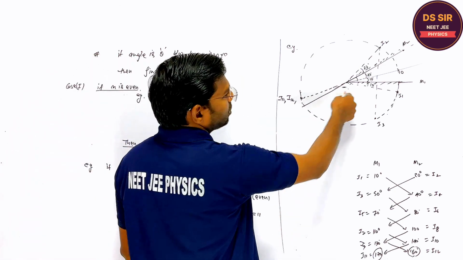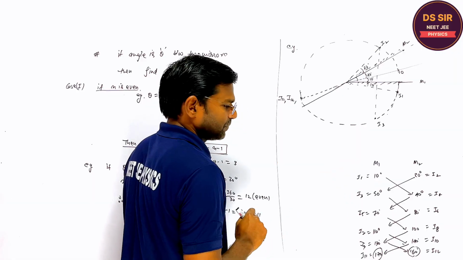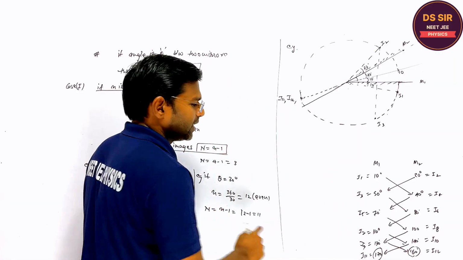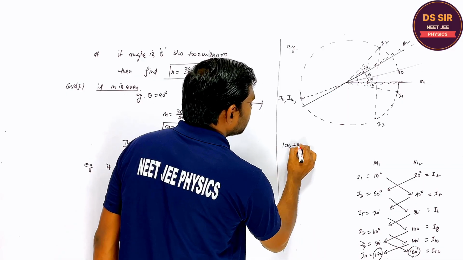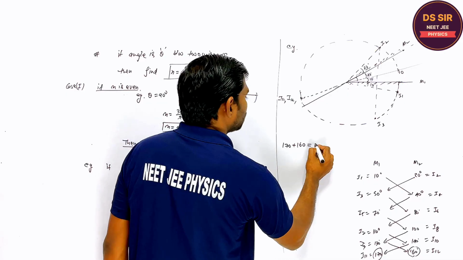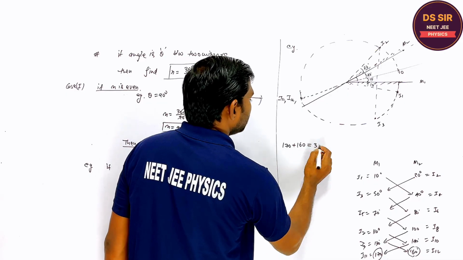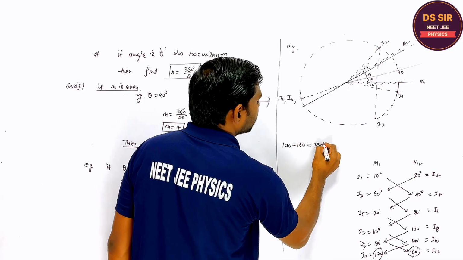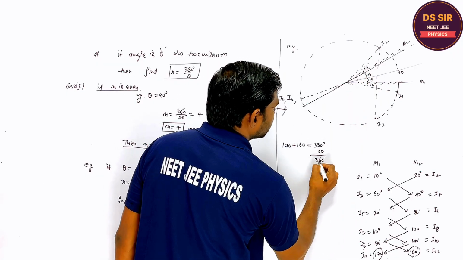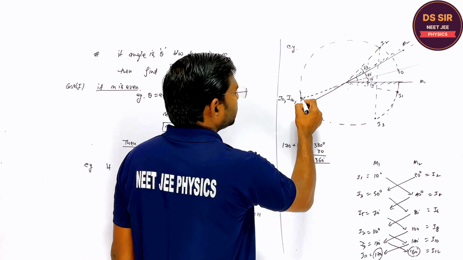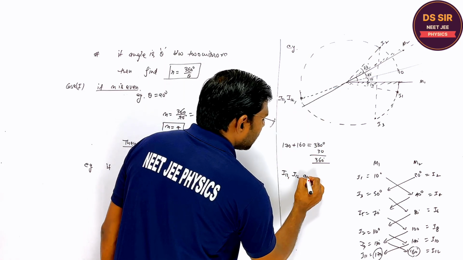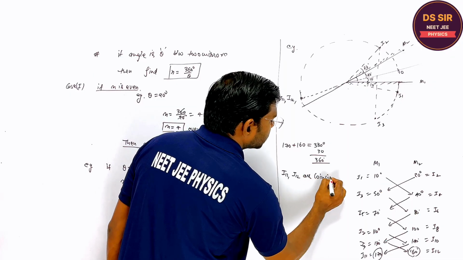And although to draw the figure is very tough, how to check whether the final two images are coinciding? If you add 170 plus 160, this is 330 degree, and add the angle between them, this is 360 degree, right. It means these two images, I11 and I12, are coinciding, right.